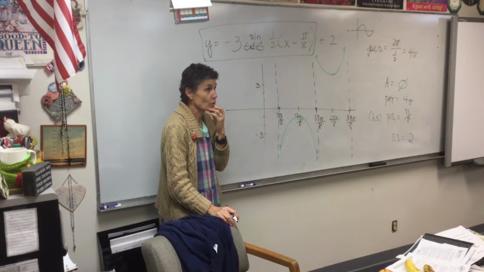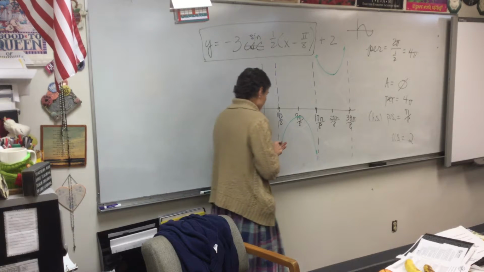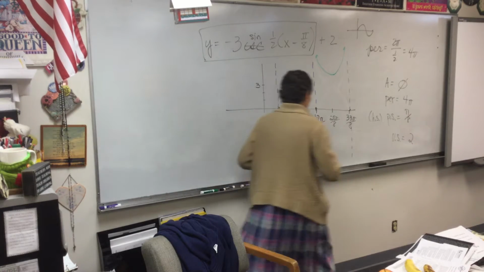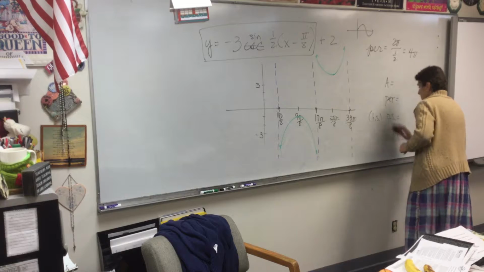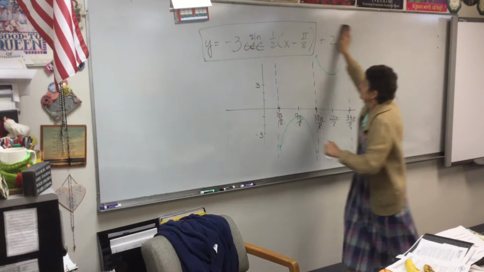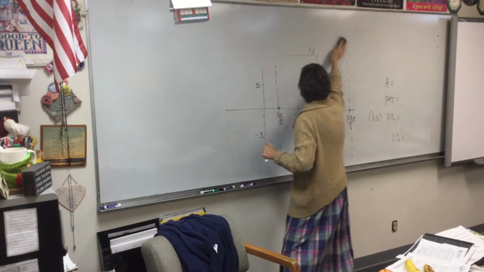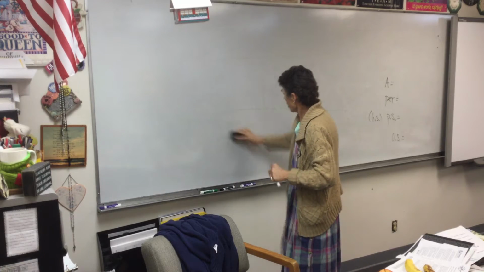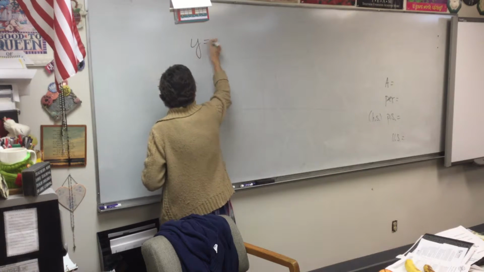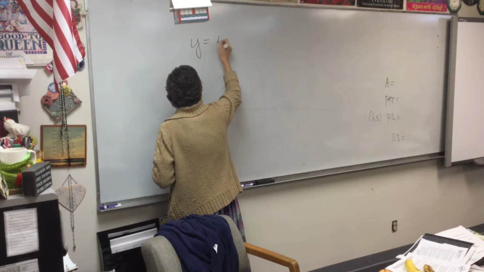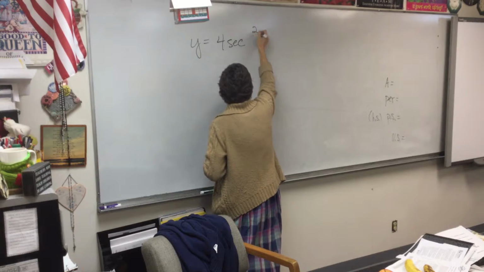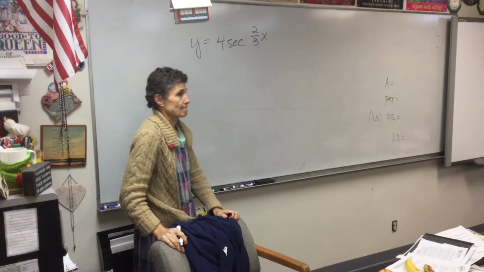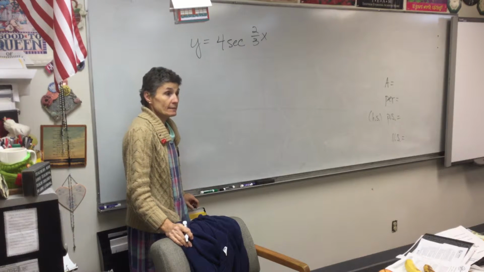All right, you okay? We're going to try secant now. Anybody have any questions about this guy before I start erasing? Okay, then let's do a secant. Does anybody have an idea how I might draw a secant? Let me put one up here. I won't make it quite as horrible as that one was. Let's say 4 secant 2/3 x. We'll just do that. Any ideas how we might start?